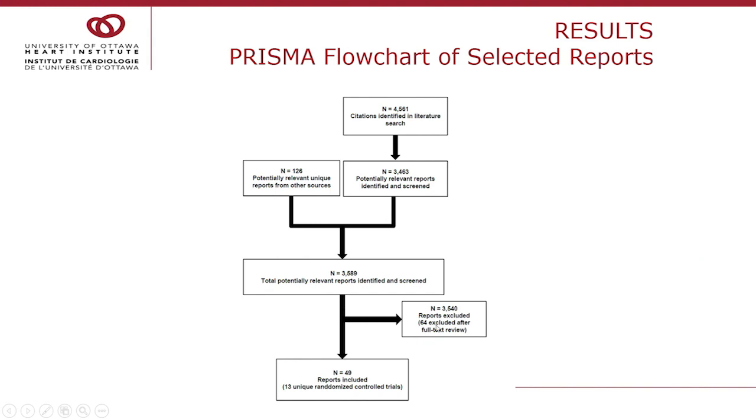Most of these would be eliminated, again, based upon those selection criteria from the PICO, and they would be eliminated at the title and abstract stage. But 64 were actually eliminated at the full text. We ended up with 49 records. Those 49 records all related to 13 unique randomized controlled trials. So that provided our evidence base.